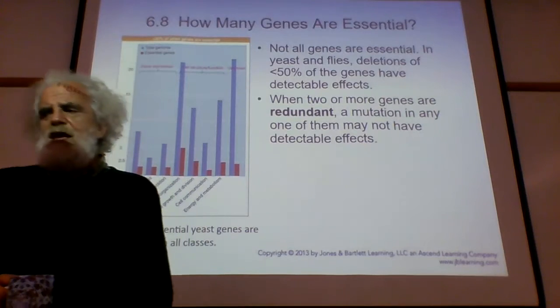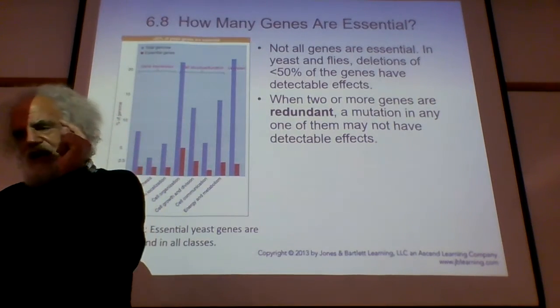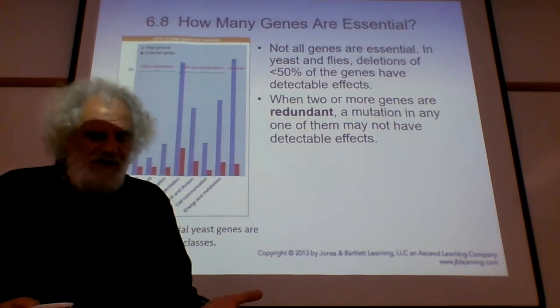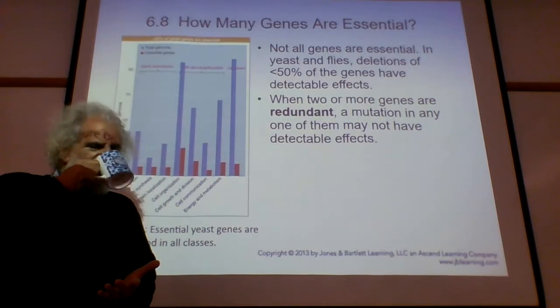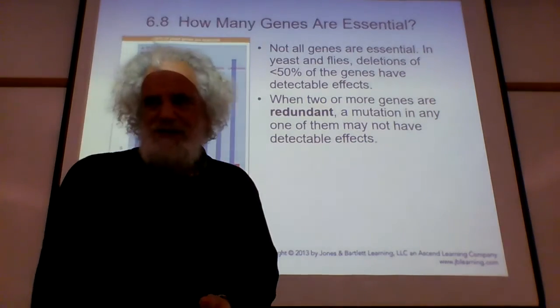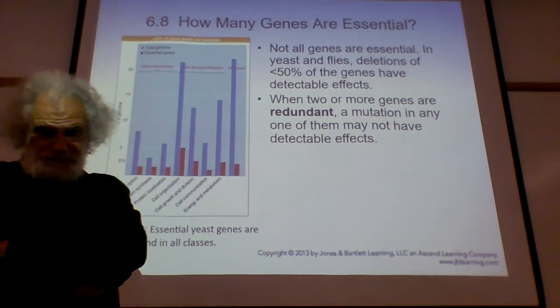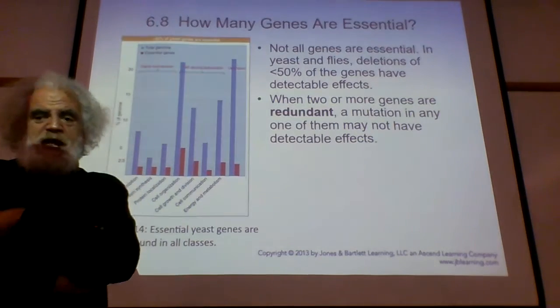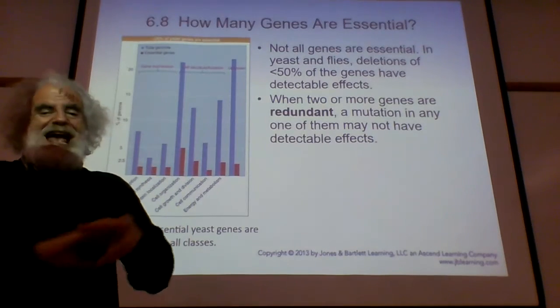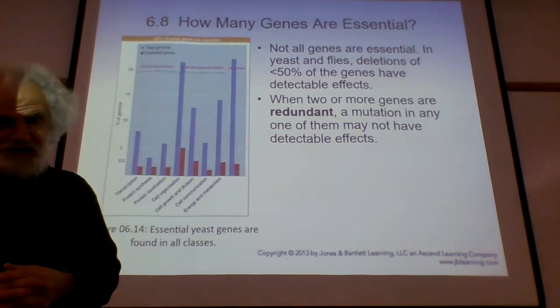What the heck? When two or more genes are redundant, a mutation in any one of them may not have any detectable effects. So asking how many genes are essential is actually a little bit of a tricky question. We can begin asking through mutagenesis experiments how many lethal mutations, or how many lethal complementation groups, you can generate.